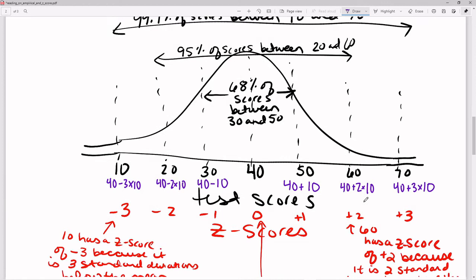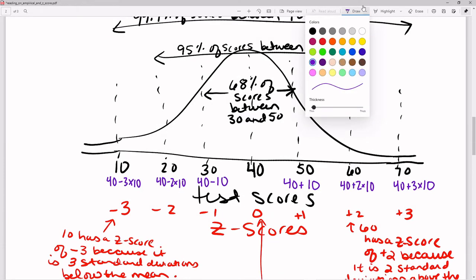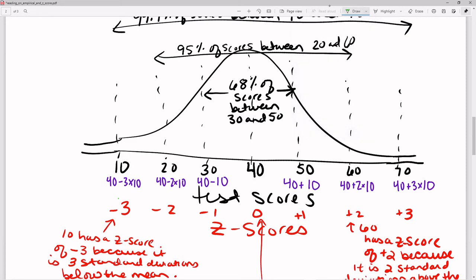So hopefully now you can see with the way I'm doing this, there's a little connection here with the z-score number. See this -3? There it is. See the -2? There it is. See the -1? It's hiding, but there it is. 0, 0, +1, +2, +3. That's the connection between the z-score and the actual test scores: how many standard deviations, 10s, did I have to go by to get to that value.